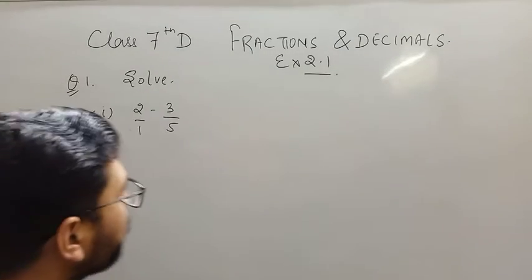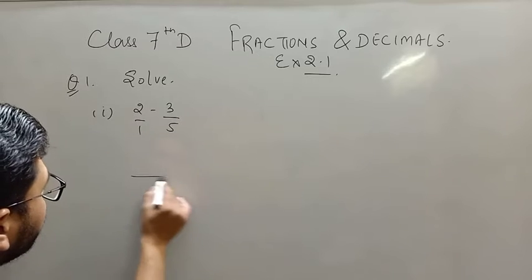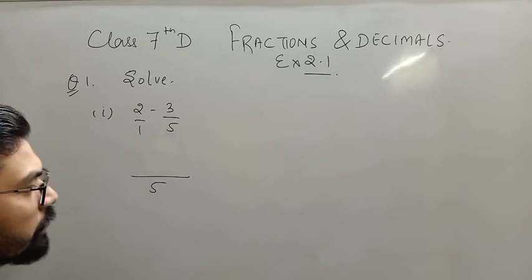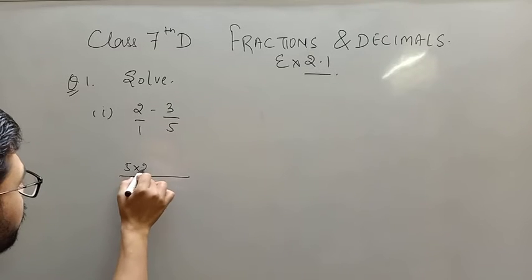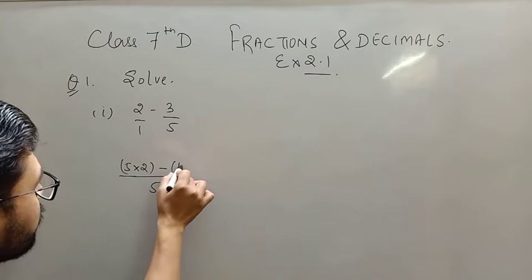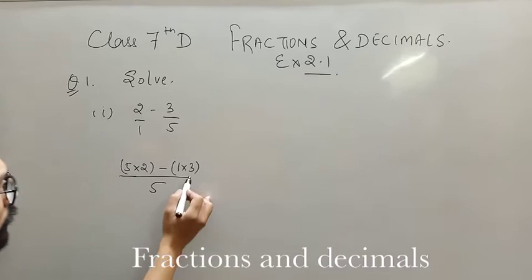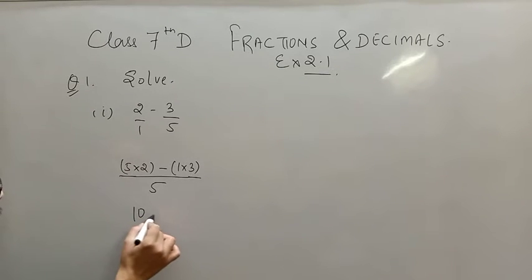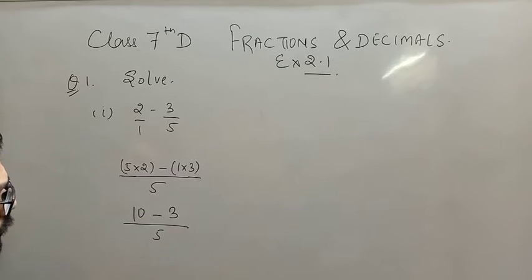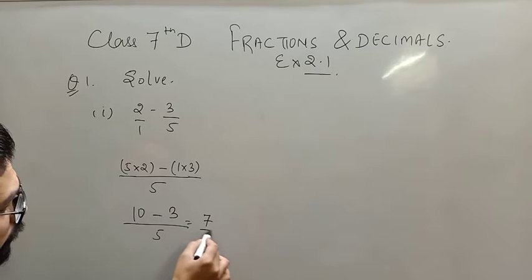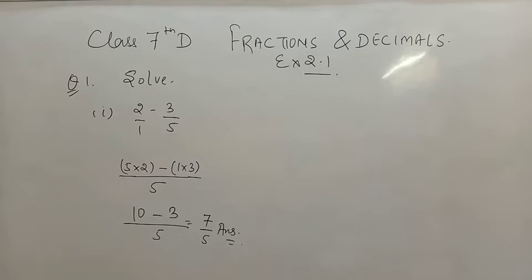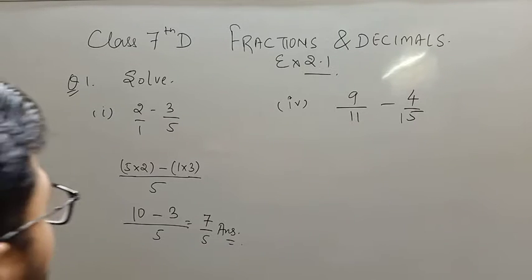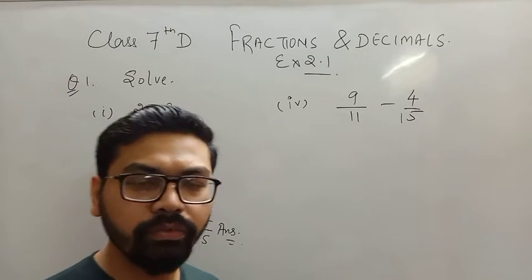Now how to solve this? What is the LCM of 5 and 1? The LCM of 5 and 1 will be 5, right? 1 5s are 5, into the numerator. 5 1s are 5, into the numerator. What you will get: 5 2s are 10, minus 3, divided by 5. 10 minus 3 is equal to 7 upon 5. So this is your answer. Any doubt? Now the second and third parts are for your homework.